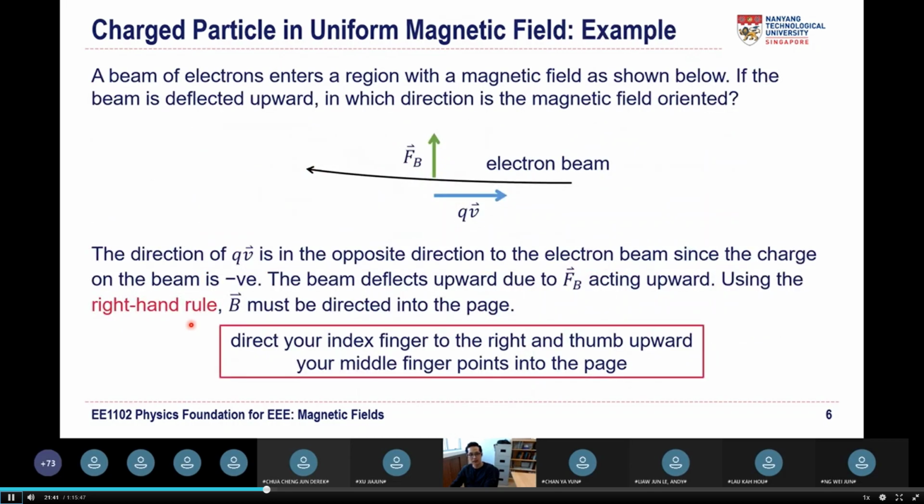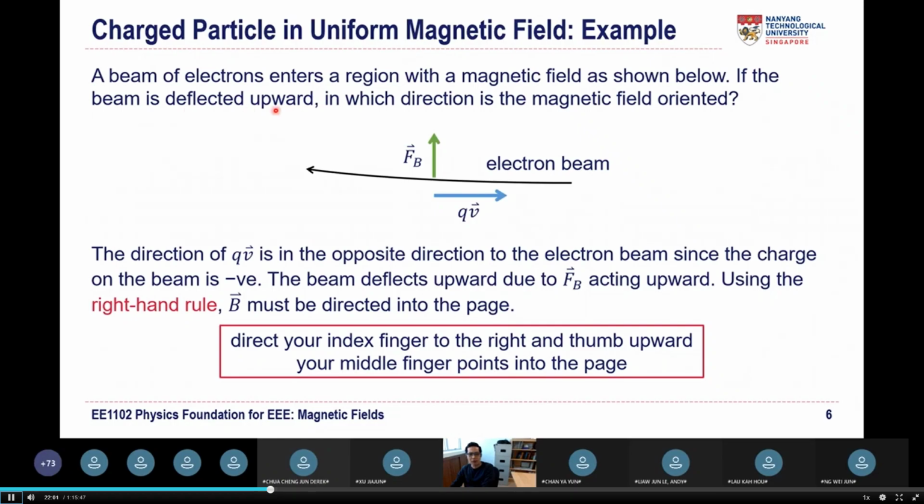Okay. So, any questions up to this point? Or perhaps we will do this example, and then I will ask whether you have any questions or comments. Okay. Right. So let's look at this example. A beam of electrons enters a region with a magnetic field as shown below.